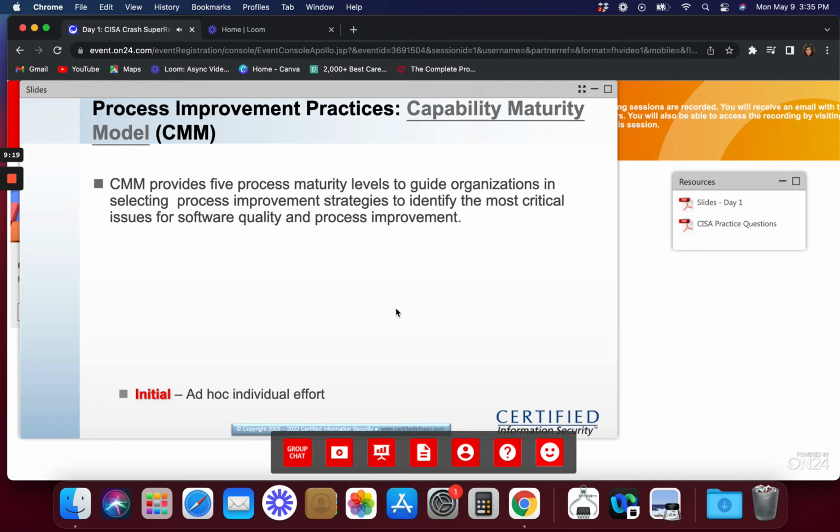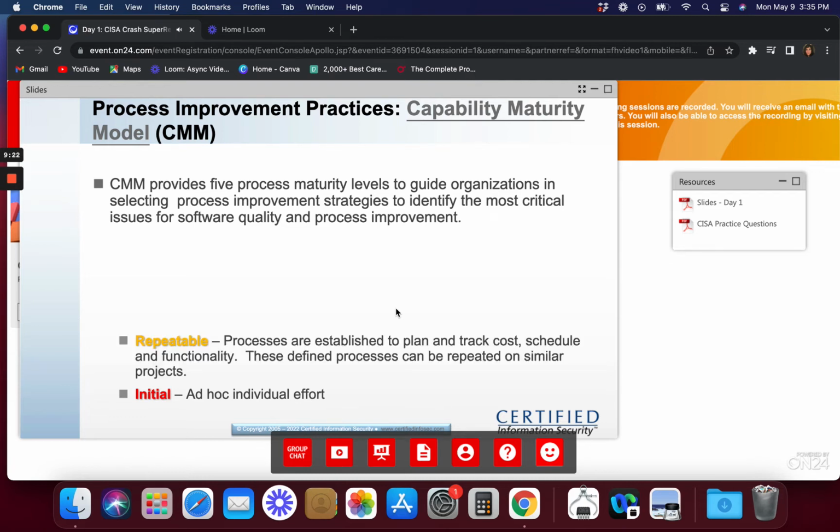If we actually do then say, you know what? No, we want to be able to use this method again. That makes it a repeatable process that isn't reinvented every time. So this is where processes are established to plan and track cost, schedule, and functionality, and they can be repeated in similar projects. If we are so good as to actually write them down, document them, and share them with others across the organization, it's beyond repeatable just in our function. It's become defined throughout the organization. That's a higher level of maturity. So initial, then repeatable, then defined.